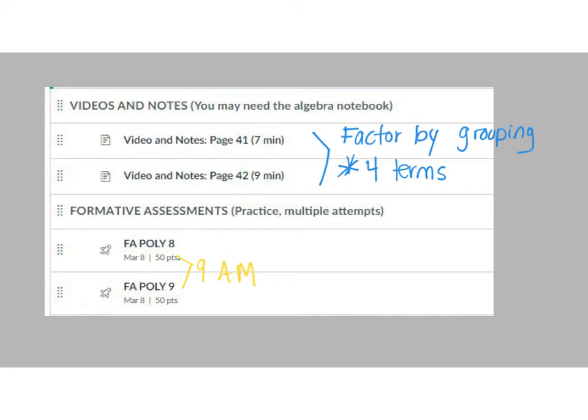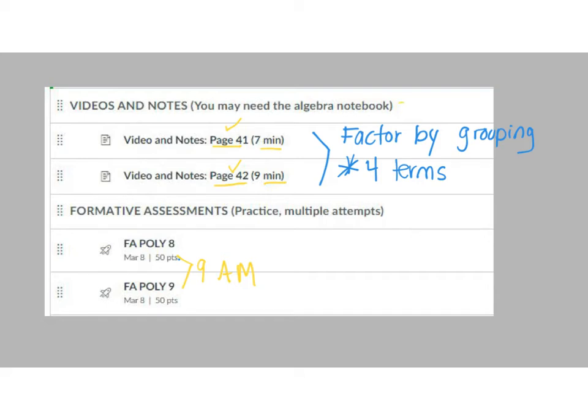Now, let's look at what we'll be doing this week. This week you will have 2 videos that will help you prepare for this week's lesson. The first one is on page 41 and it's 7 minutes. And the second one is on page 42 and it's 9 minutes. And they should be watched in this order. Watch page 41 first and then page 42 second. And please make sure that you're working along doing the problems as you're watching the video.